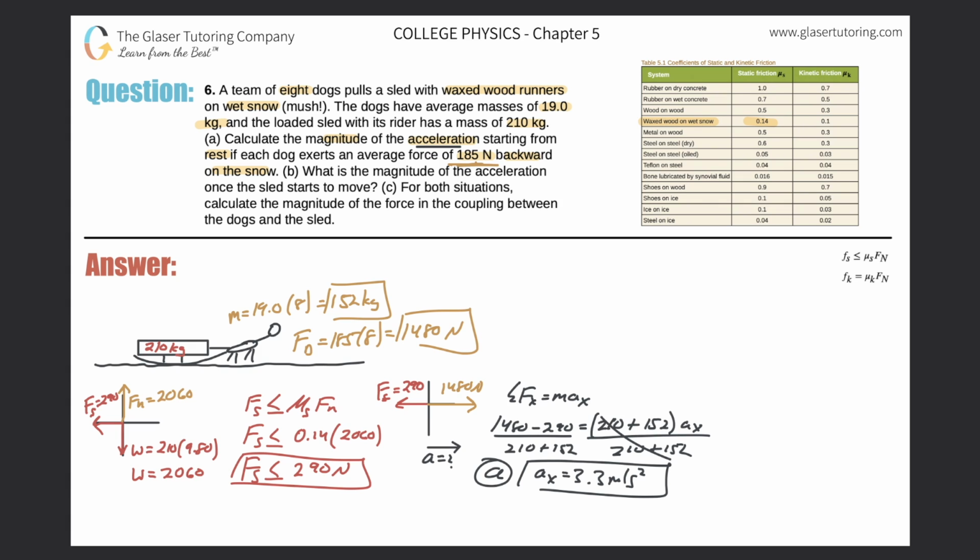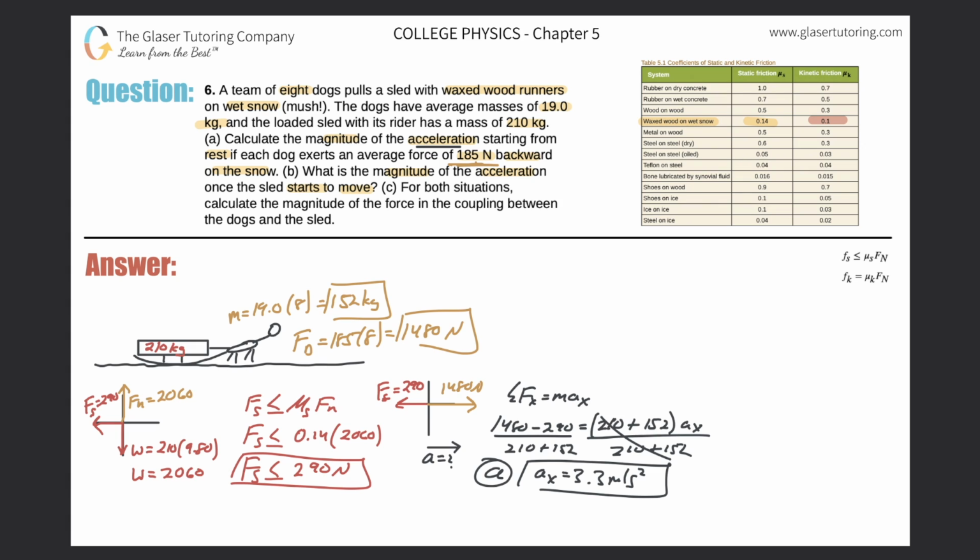Letter B is now saying, what is the magnitude of the acceleration once the sled starts to move? So guess what? Doesn't this sound so similar to letter A? What's the only difference now? We're only talking about it in motion, right? So how's it going to change? Instead of using the coefficient of static friction, we're going to use the coefficient of kinetic friction. That's literally all it changes.